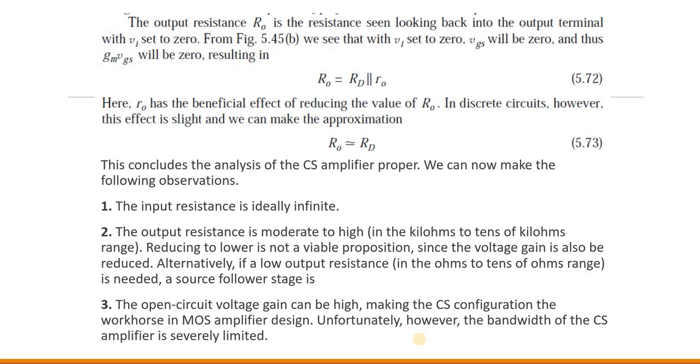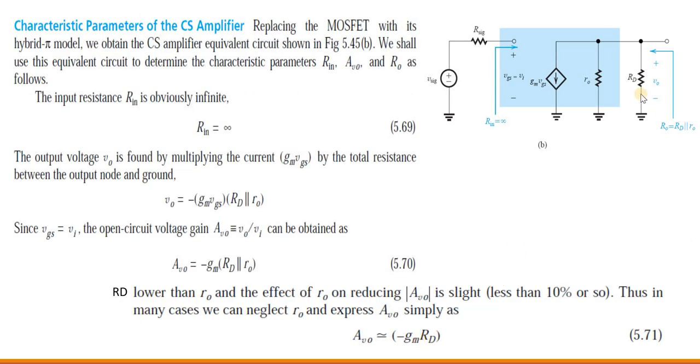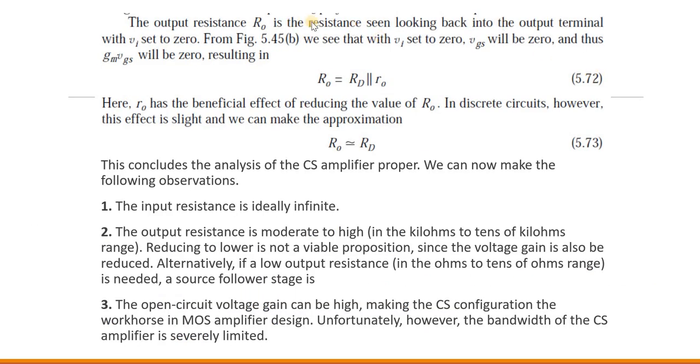Next we need to calculate the output resistance. The output resistance, we know, is RD parallel to R0. So R0 is the resistance seen looking back into the output terminal with VI set to 0.